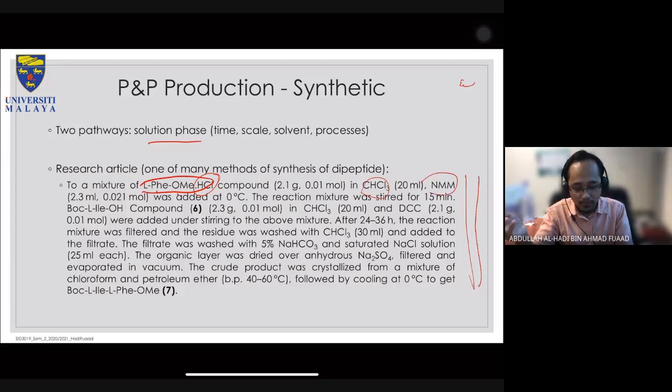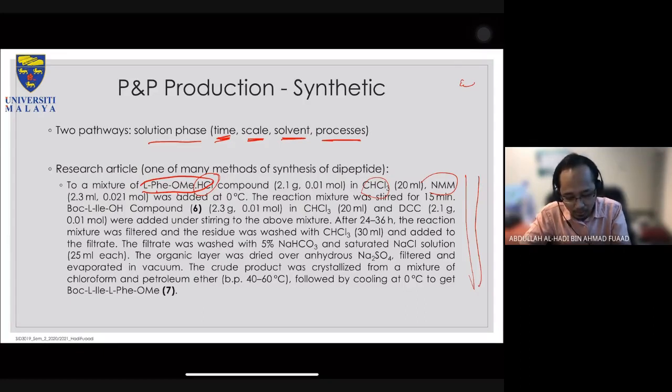You have N-methyl methacrylate. Okay, you add it, you mix it, and some things that I want you to focus on: one is time, the second is scale of the synthesis, the third is the solvent that is being used, and number four is the processes. You can go back after this and look into the fine detail, but just to go about it in a very quick and rough manner, so you can see. Probably I can add something else, temperature, because that one is missing.